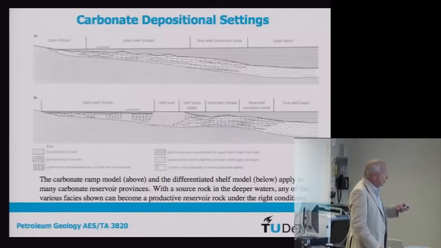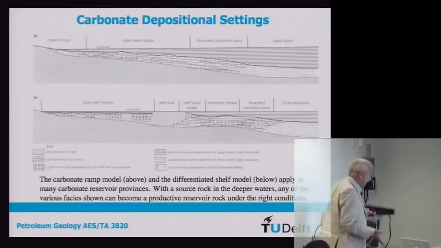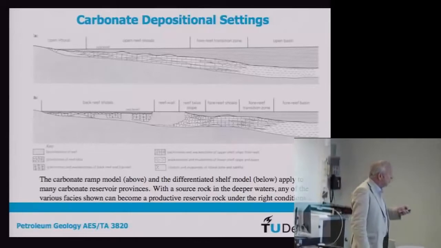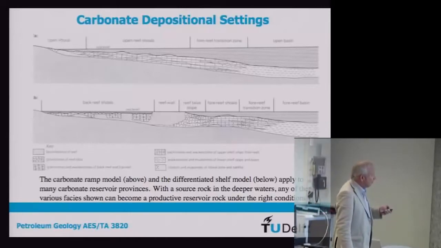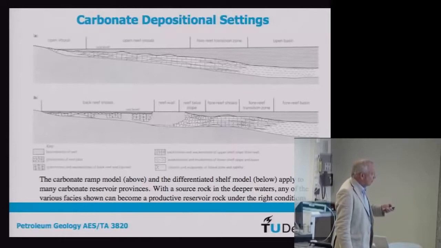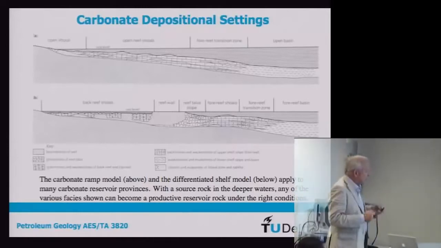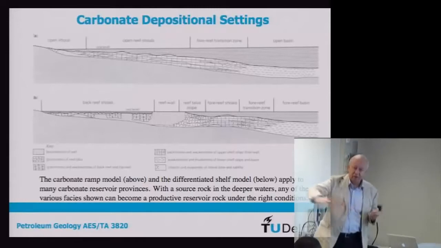Here we have a lot of wave action. The waves break. It's very dangerous to go swimming there. It's very good for diving, but you have to watch out, because there can be very nasty waves coming from offshore. And so there's a lot of debris falling down here in front of the reef, and that's what we call the talus slope, the fore-reef area. That's very good for creating broken up pieces of carbonates that ultimately create very nice reservoir rocks. And then the further we go down into deeper water, the finer grained it becomes again.